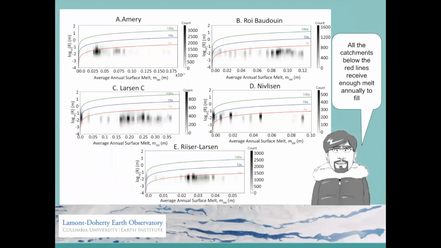So these are two-dimensional histograms. On the y-axis is log 10 of R, that ratio of volume to area. And on the x-axis is the average annual surface melt from RACMO. Everywhere below the red line is able to be filled by RACMO melt in a single year. And we can see that there are many catchments that are able to fill, but there's also populations of catchments above the red line that are not able to be filled in a single year.